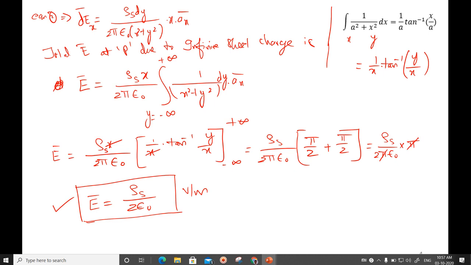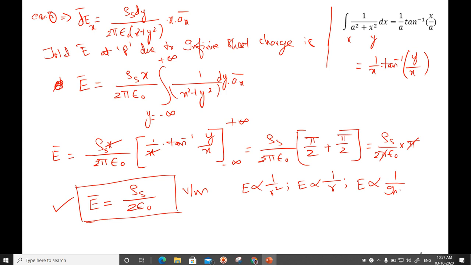What is the meaning? If I have the sheet charge, whether I place the field point near to the sheet or away from the sheet, the field experienced by the point is the same, because in this expression you are not getting any distance. For a point charge, what you got? It is inversely proportional to the square of the distance, r square. For a line charge, it is inversely proportional to the distance. But here, for the sheet charge, it is independent of the distance, right?